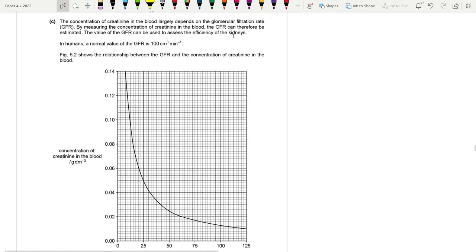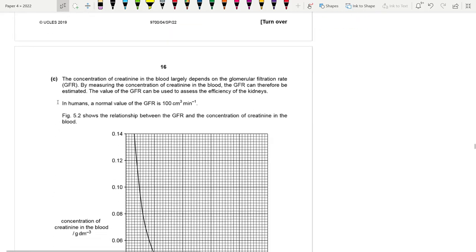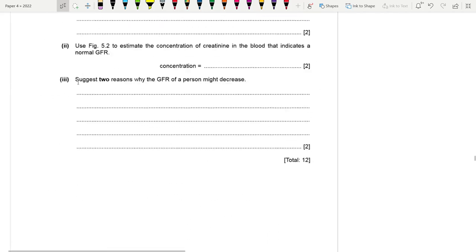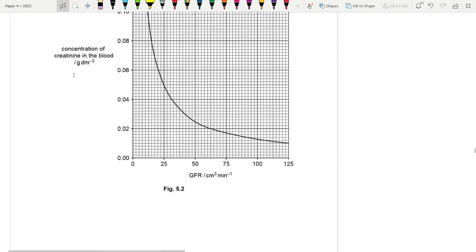The concentration of creatinine in blood largely depends on the glomerular filtration rate, GFR. By measuring the concentration of creatinine in the blood, the GFR can therefore be estimated. The value of the GFR can be used to assess the efficiency of the kidneys. In humans, a normal value of the GFR is 100 cm cube per minute, out of which 99 cm cube is absorbed per minute, by the way. So only 1 cm cube of urine is produced per minute typically. Figure 5.2 shows the relationship between the GFR and the concentration of creatinine in the blood. Describe the relationship shown in figure 5.2.